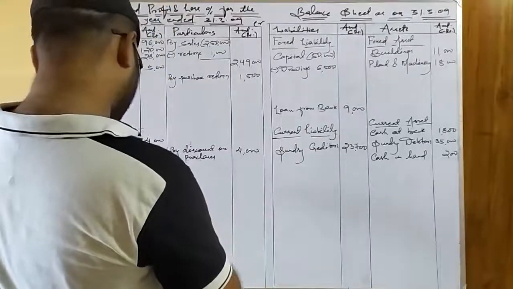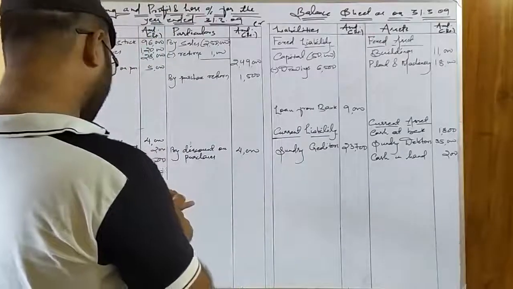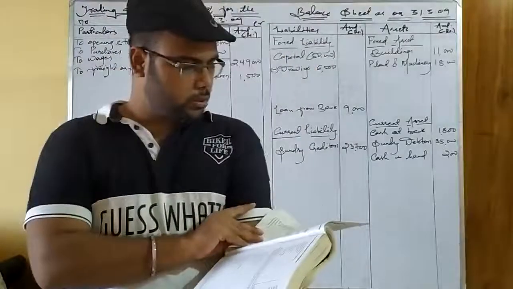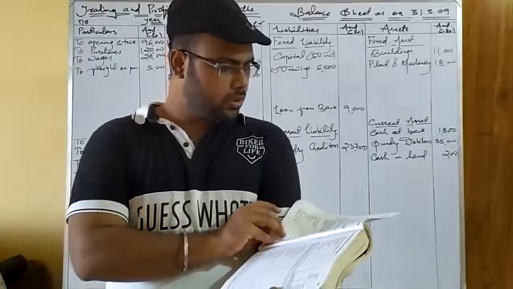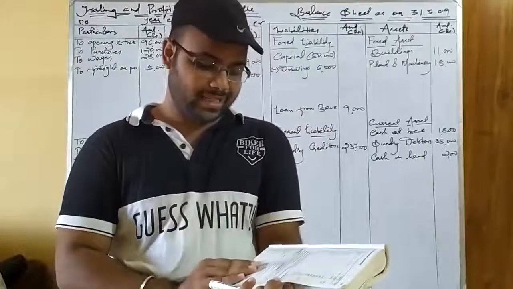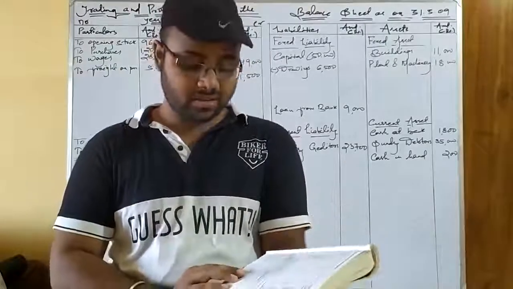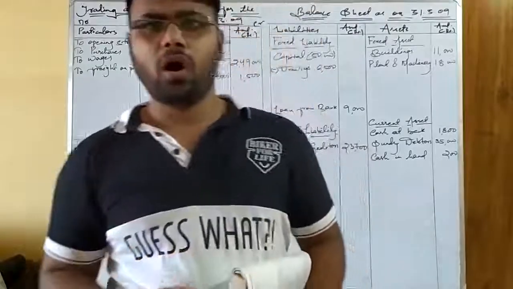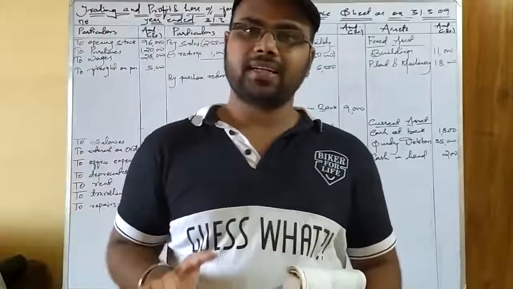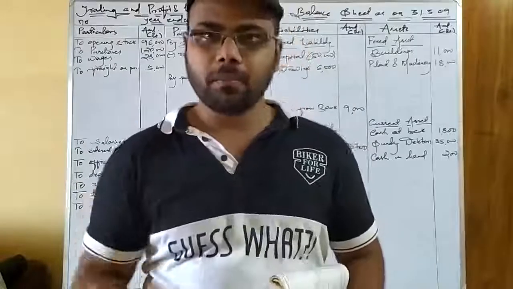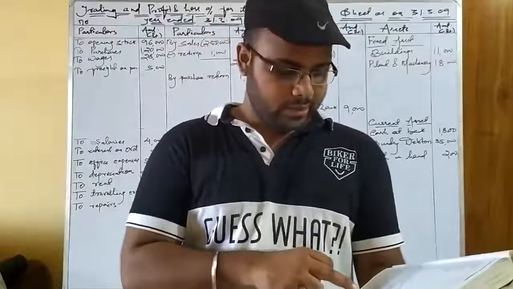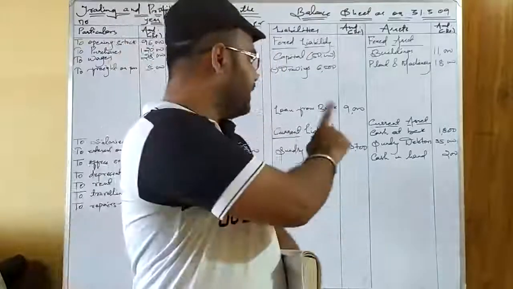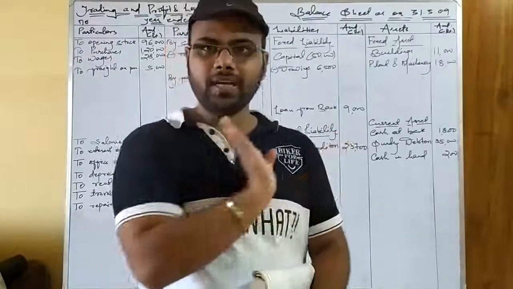Now the next, or the last, item that is given is reserve for doubtful debt. See, all the postings for the question are over except closing stock. Okay, the last credit balance, or the last item of the trial balance, is reserve for doubtful debt. Now see, as I told you, always you have to identify whether that item is an expense, income, asset or liability. So reserve for doubtful debt means, see, debt comes from the debtors.